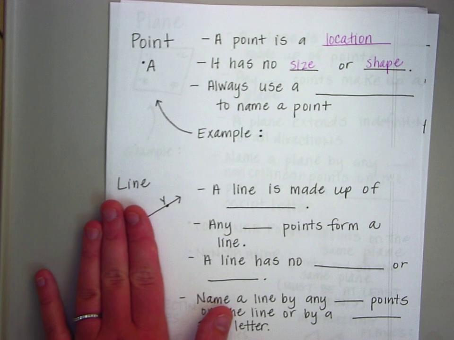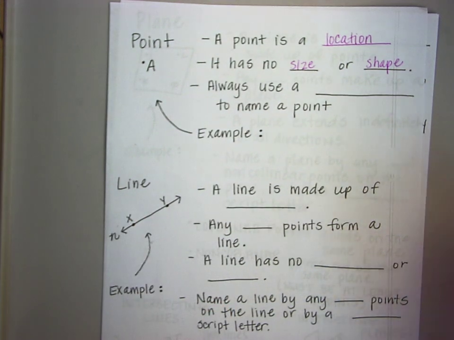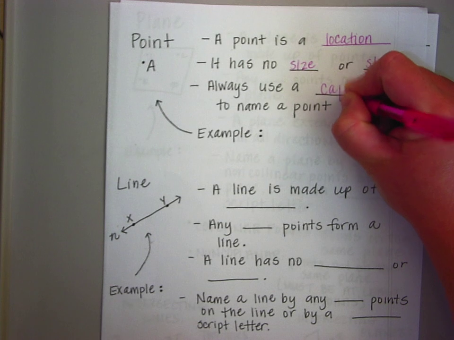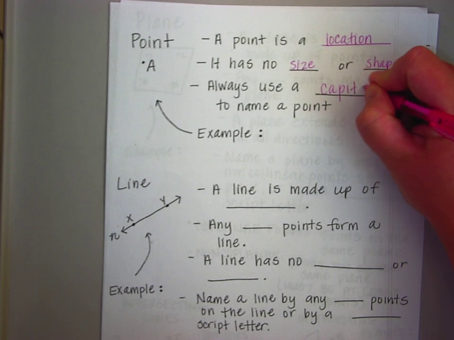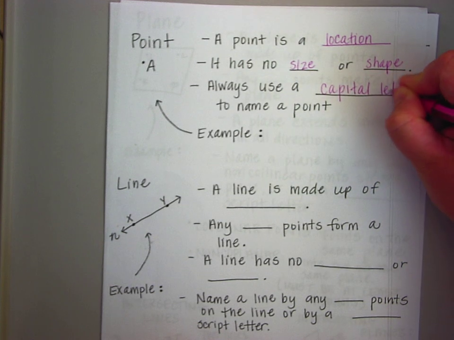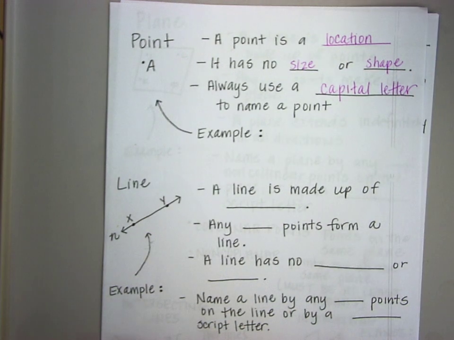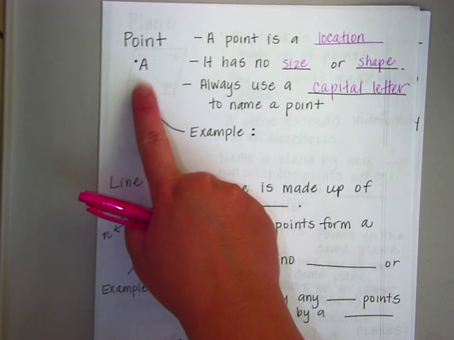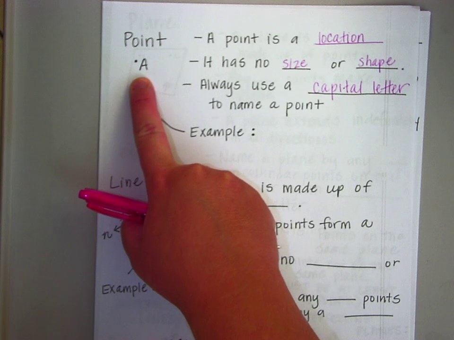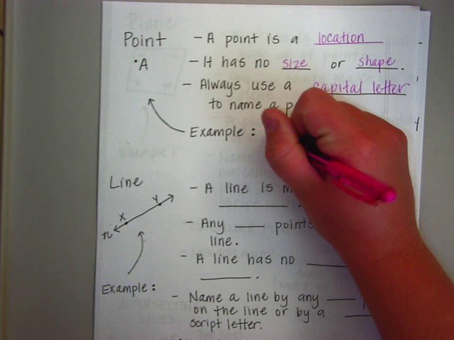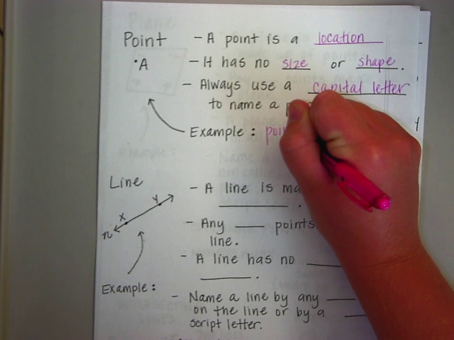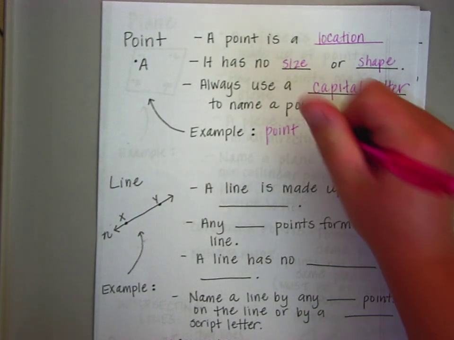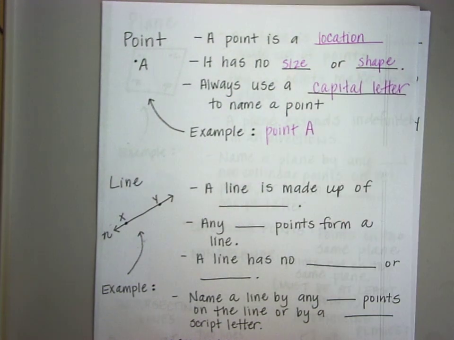Now, how to write this, you're always going to use a capital letter to name a point. So, for example, if you're looking at this right here, how do you think we would name this? We would name it point. You must always write point and write the letter A.